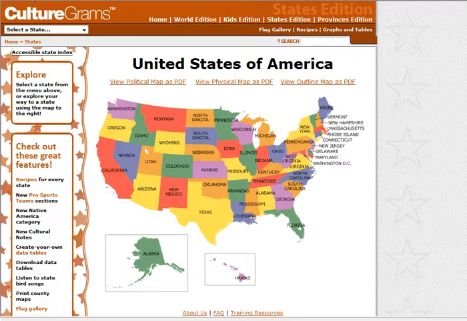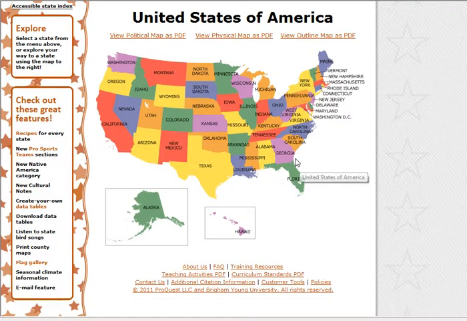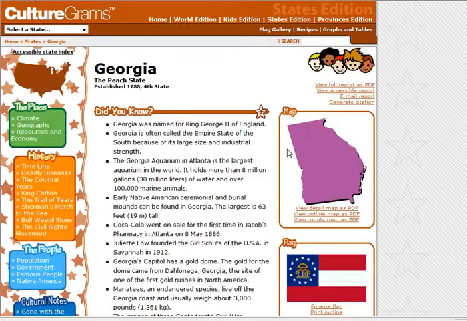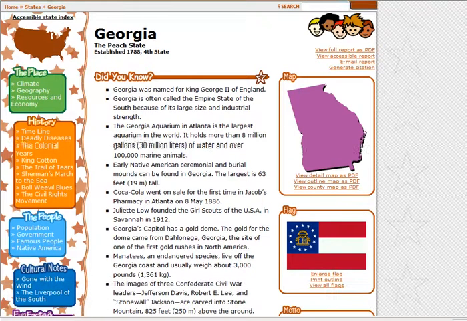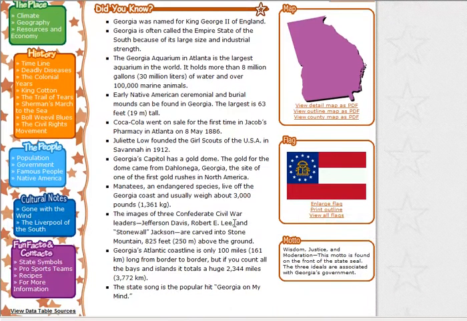Let's just check out our own Georgia. So I'm going to click right here on Georgia, and as it pulls up, just like in the countries, it starts off with some interesting facts. Did you know that Georgia was named for King George II? And that the Georgia Aquarium in Atlanta is the largest aquarium in the world.